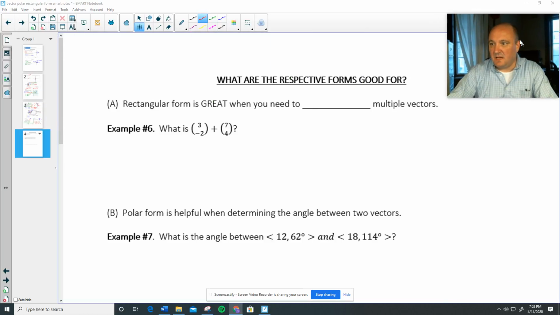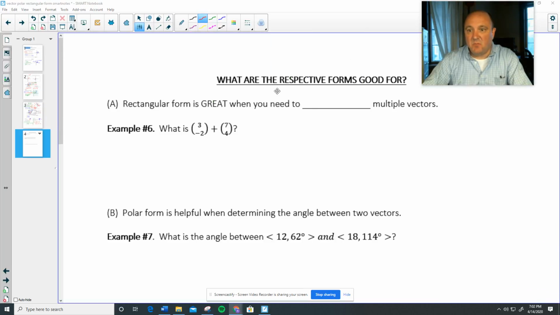Okay, last video. This one should be relatively short. What are these respective forms good for? When do I want it in polar form? When do I want it in rectangular form? Well, rectangular form is great when you need to add the vectors, right?